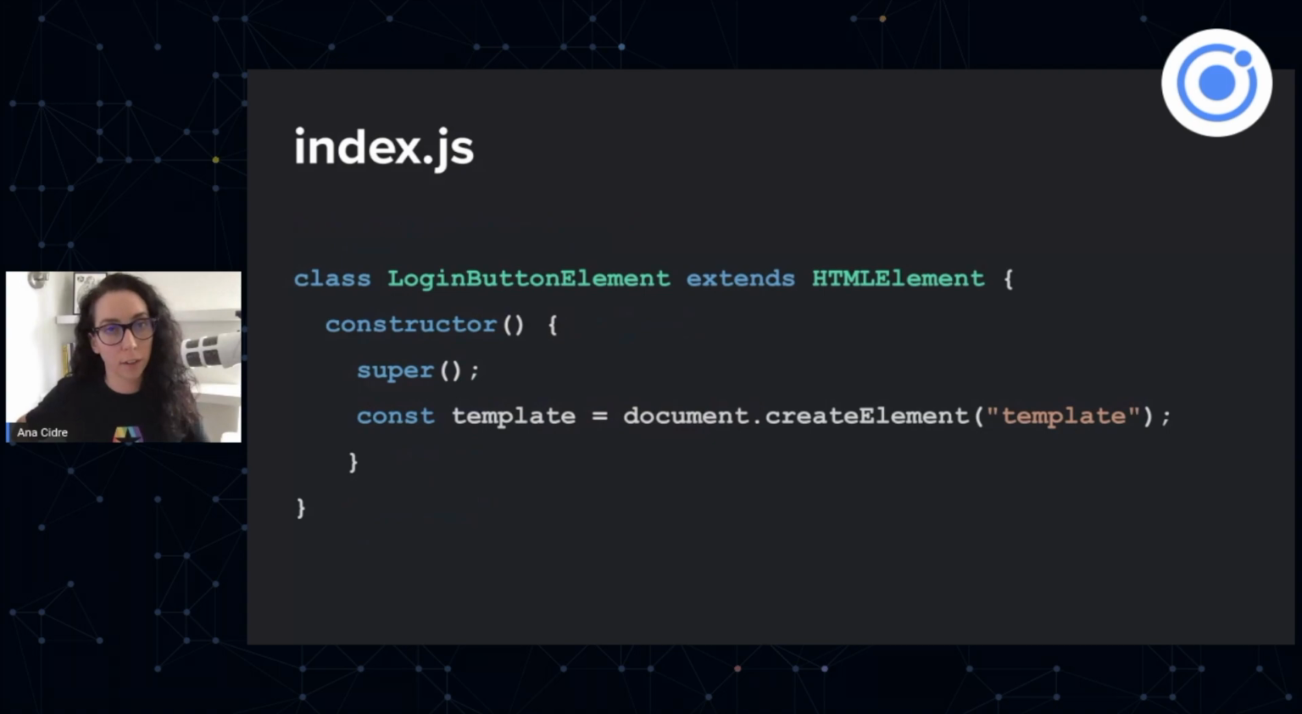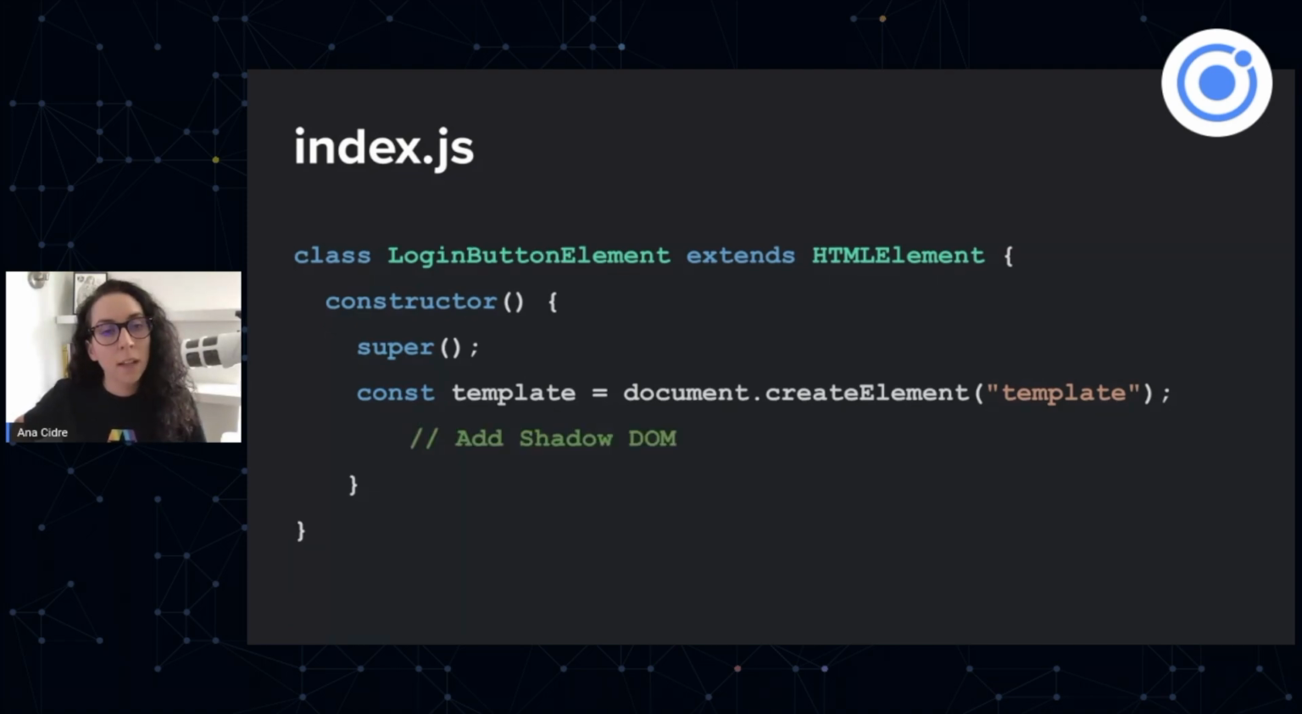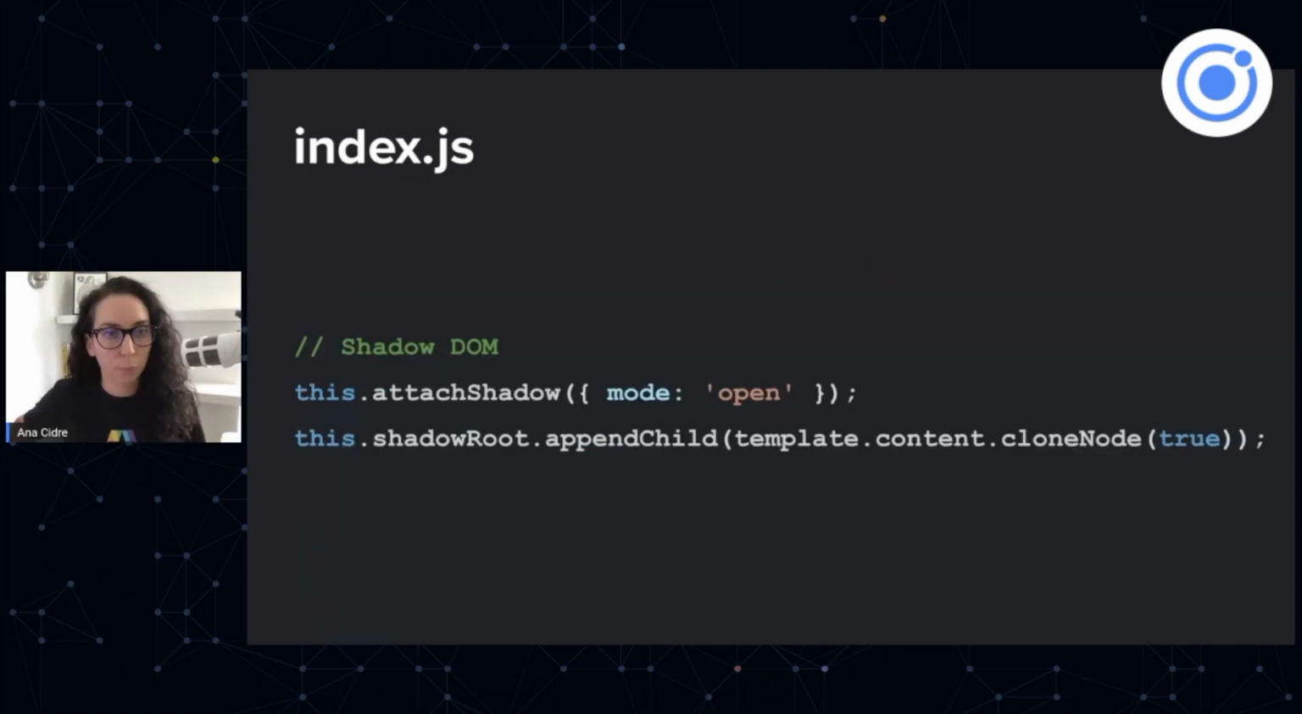Next, we're going to create our custom element. And to do so, we first call our class. In this case, we're going to call it LoginButtonElement. And it's extending the HTMLElement. That way, what we're doing is inheriting all of the features from the HTMLElement class, and it can also be recognized as a DOM element. We then call our constructor, in which we have super, so we have access to the parent's APIs, and then we are creating our template here. Next, what we need to do is add our shadow DOM.